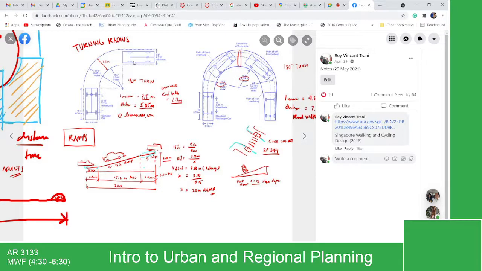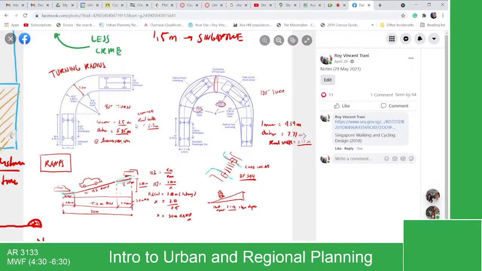If it's a 90-degree turn, you'll need about 3.5 meters inner radius with a 5.85 meter outer radius. So that's already 5 meters additional if you make an L-shaped ramp. So that's something you need to consider, and you can use this as a source.